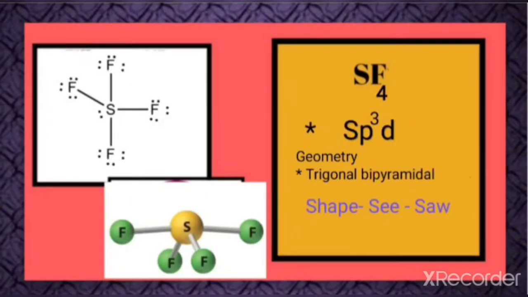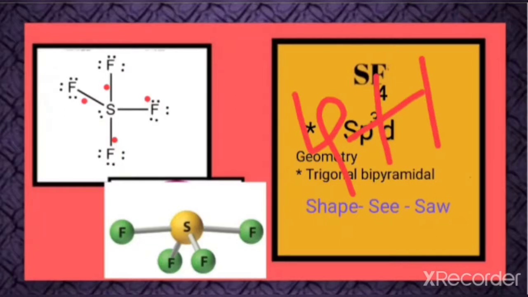When we talk about SF4, that is an EX4 type, here we have taken S as the central atom. The configuration of sulfur is ns2 np4, so 4 plus 2, that is 6 valence electrons. Out of the 6 valence electrons, one electron each is shared with 4 fluorines. So there will be 2 electrons remaining on the sulfur, that is 1 lone pair. So it forms 4 bond pairs and 1 lone pair.